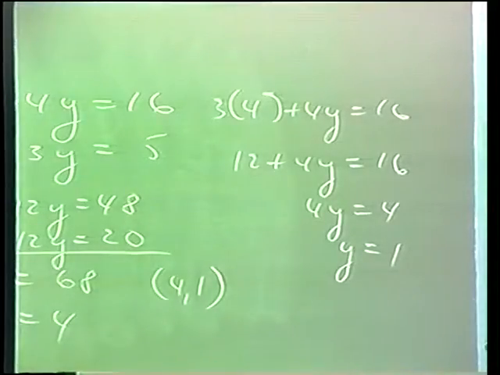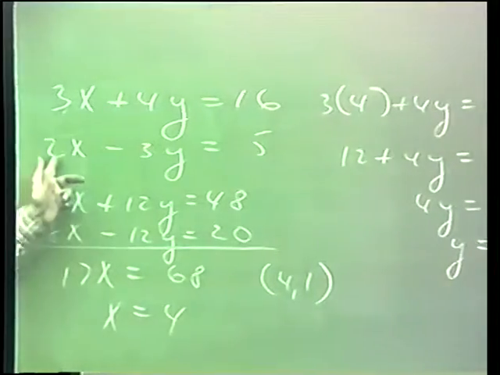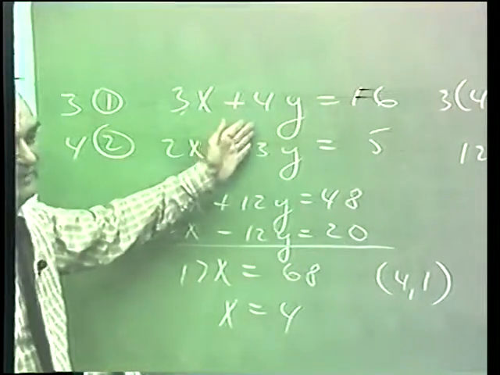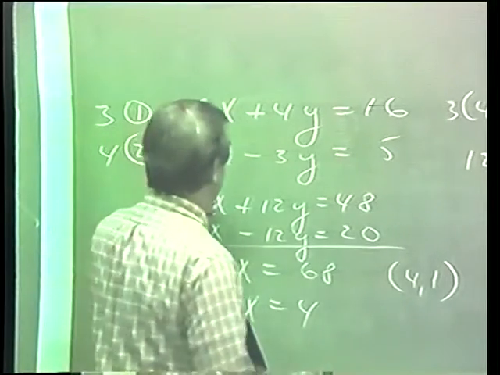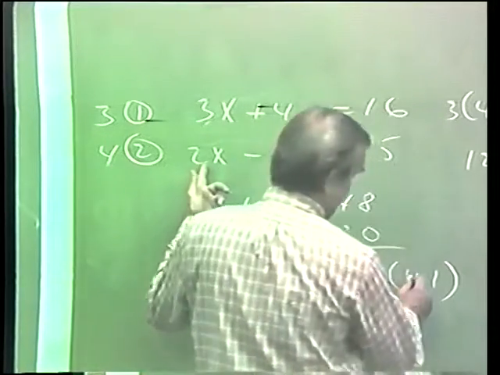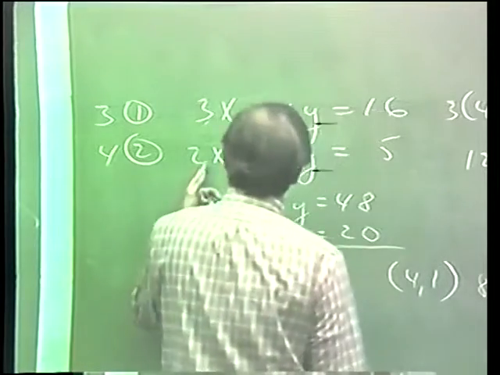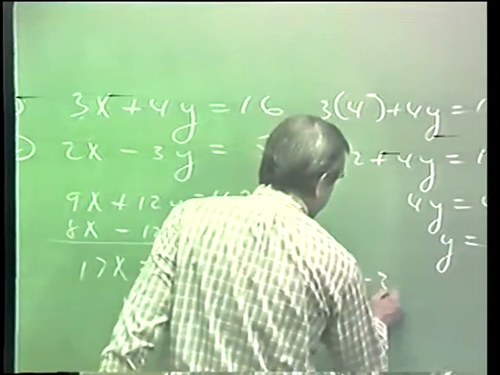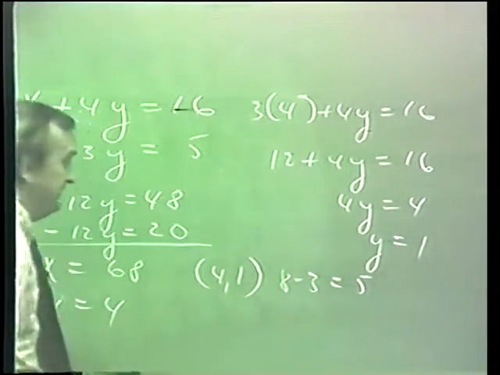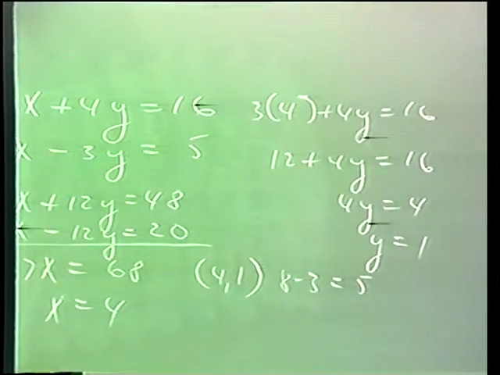Check it in equation 2. Remember, you use equation 2 to check it. You can't use equation 1 because that's where we got it from. So you go to equation 2. It says 2 times x. That's 2 times 4, that's 8. Minus 3 times y. Well, y is 1. Minus 3 times 1 is 3. 8 minus 3 is definitely 5. It checks. Everybody got the idea? Let's try another one.